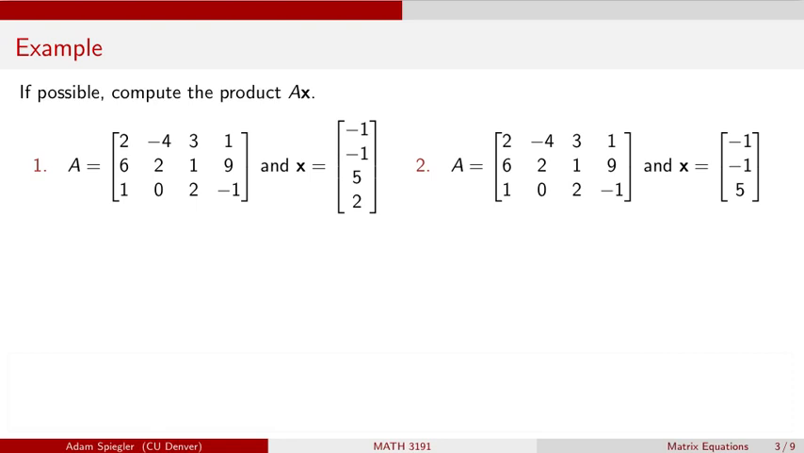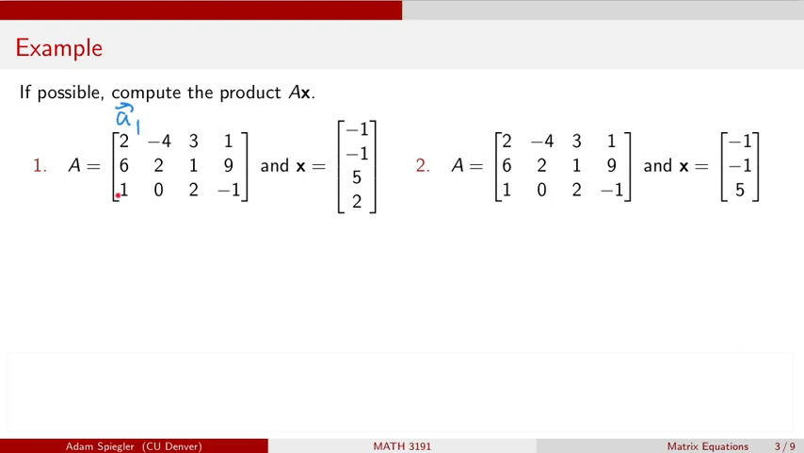Okay, so now that we've defined how to multiply a matrix and a vector, let's get some practice. So in part one here, notice 3 rows and 4 columns. So we have a 3 by 4 matrix A, and we have a vector X, which is in R4. So here we have the same number of entries in X as we have columns in A.